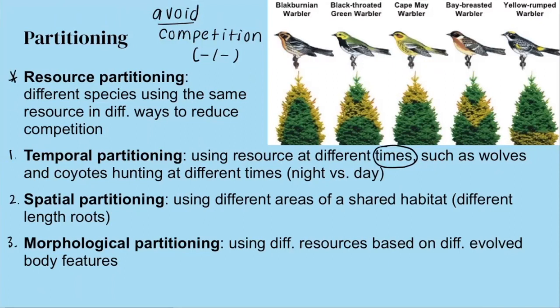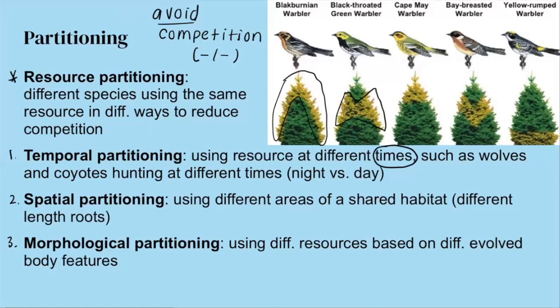So this example, this image at the top shows a few different types of warblers. They live in the same types of pine trees, but this Blackburnian warbler kind of lives in these external areas. Our black-throated green warbler lives near the top, but kind of in the insides. So we have different areas that are utilized by these different warblers. This can also be considered when we're looking at plants.